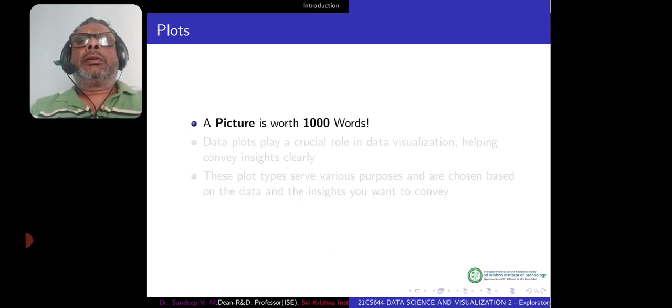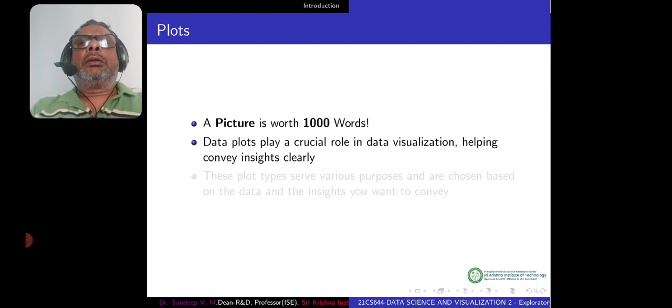The data, basically, what we have is an ocean of numbers, and as you look around, you will be surrounded only with numbers, numbers, numbers, an infinitely large number of numbers, and with these numbers we don't make out anything unless we try to find some detailed insights from this. So the plots play a crucial role in data visualization. They help in conveying insights very clearly.